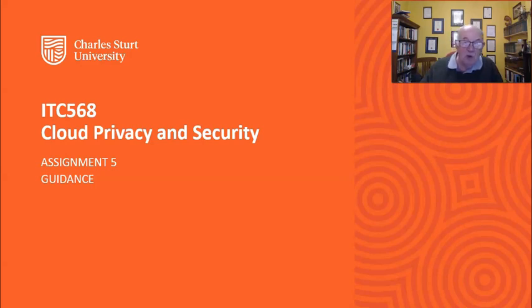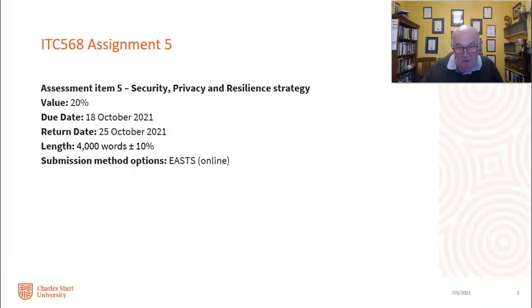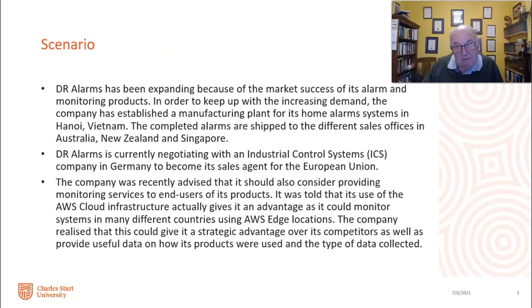Today we're going to look at some guidance for Assignment 5. Okay, Assignment 5 is a strategy for security, privacy and resilience, worth 20%, due the 18th of October, and again 4,000 words plus or minus 10%.